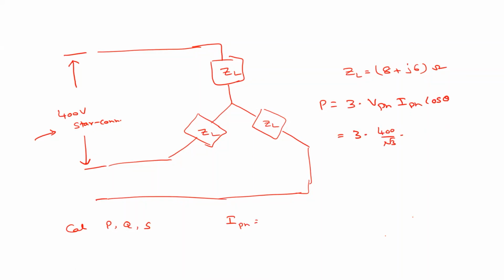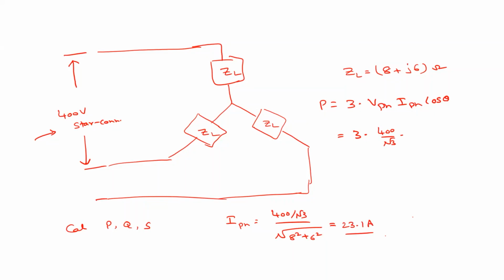400 by root 3 upon 8 plus j6, right? Square root of what is impedance here? 8 square plus 6 square, right? So how much is this? 40 by root 3. 40 by root 3 is 23.1. Is this correct?